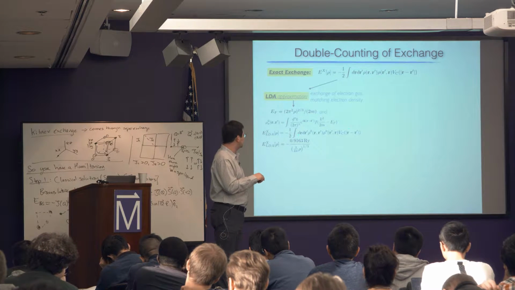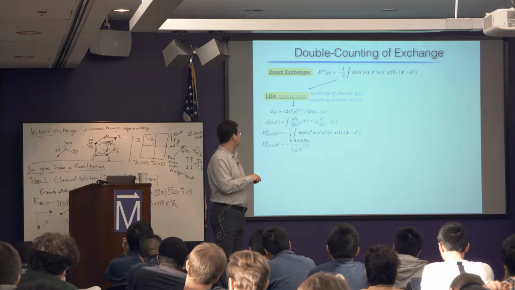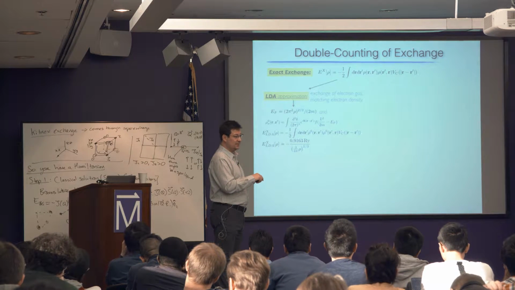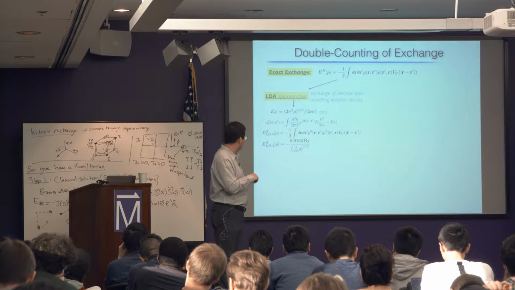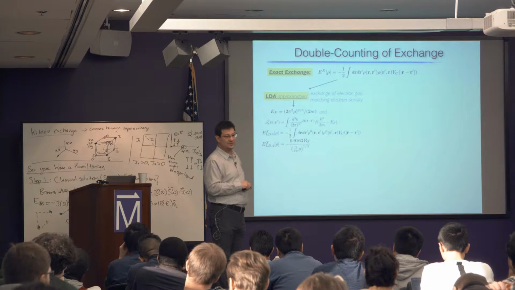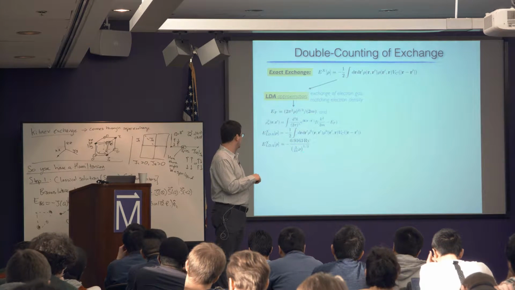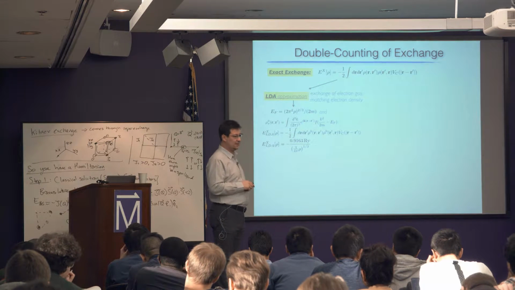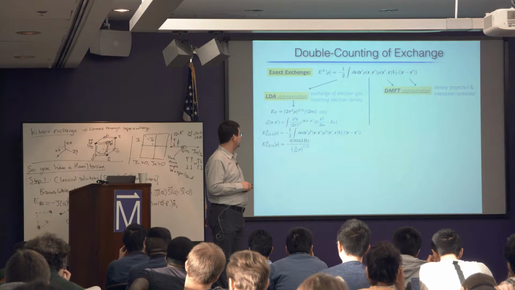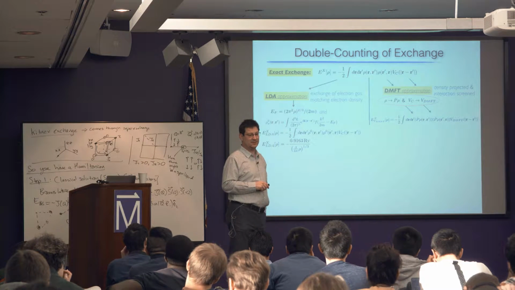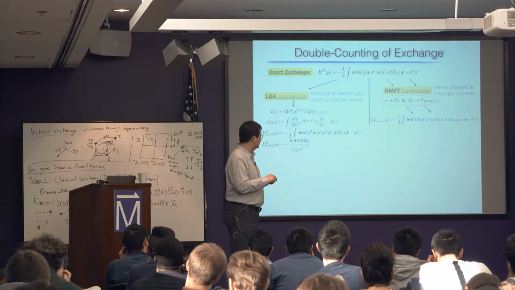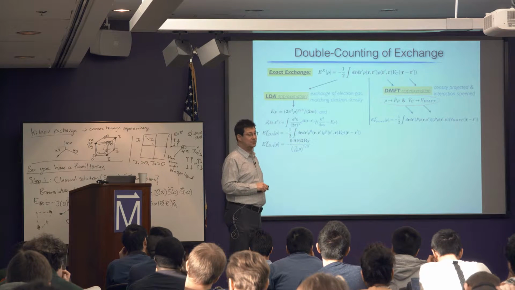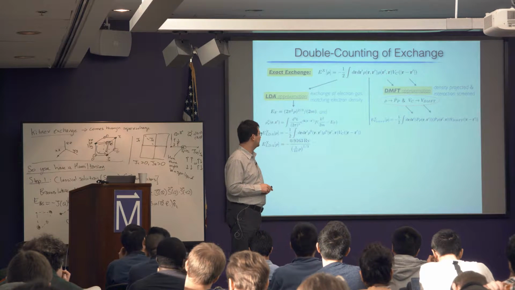Then we calculate what is the exchange in this electron gas problem, okay? And that turns out to be some relatively simple function of rho, as rho to the power of minus 1/3, okay? Now, that's how we do it in LDA. Now, how do we do it in DMFT? Well, the same way as the Hartree term. So we take the charge density, we project it, and also we change the Coulomb repulsion.